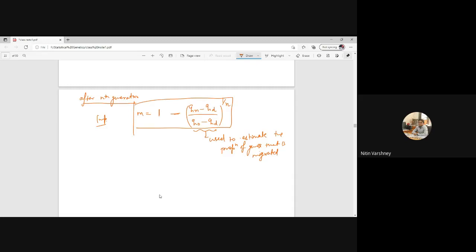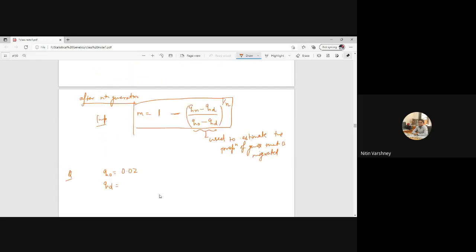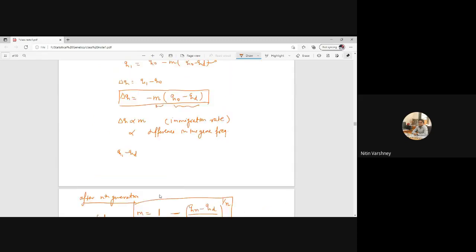Now we will see one question regarding this. The initial gene frequency is given as 0.02, and then it is given QD. What is QD?